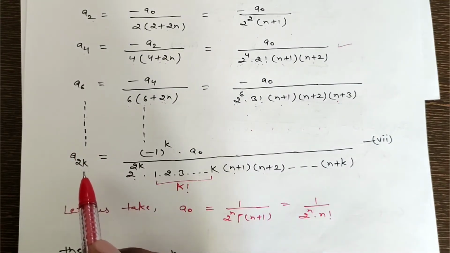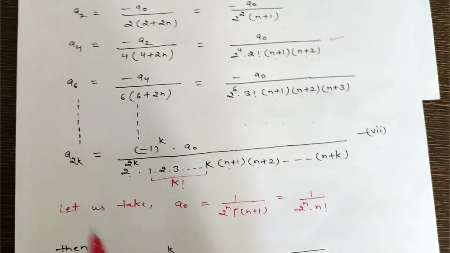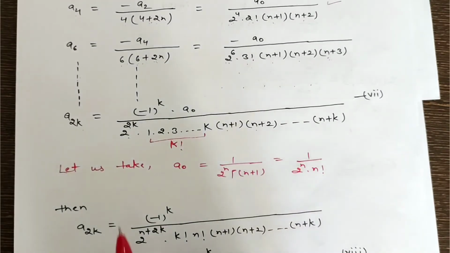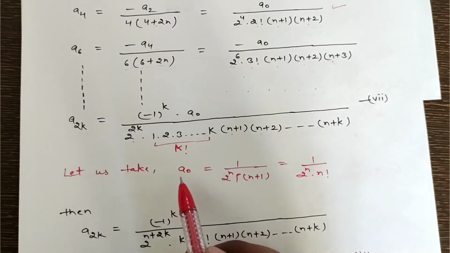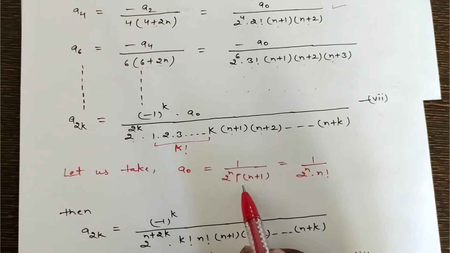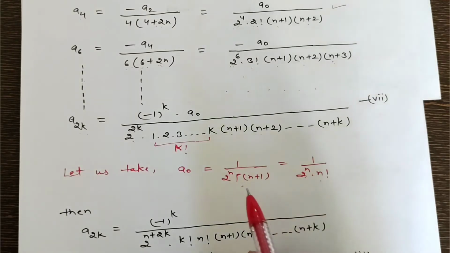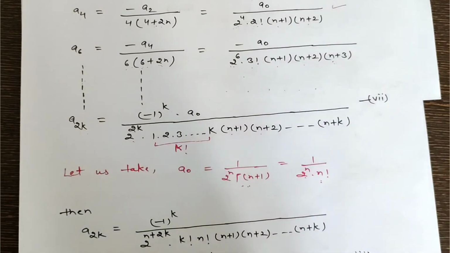Because we had included the contribution from the odd coefficients also. As odd coefficients are 0, we can replace a(k) by simply a2k. Okay. In the next step we assume the value of this a naught, because earlier we had assumed that a naught must be non-zero. So the value of a naught is assumed to be 1 by 2 raised to power n into gamma of n plus 1, and this can be written as 1 by 2 raised to power n into n factorial, because we know that gamma of n plus 1 is n factorial.